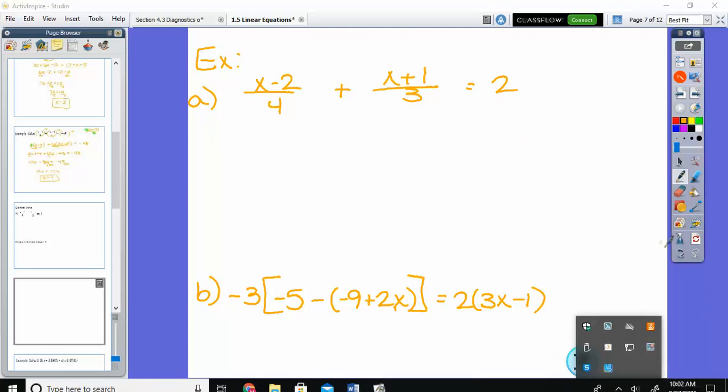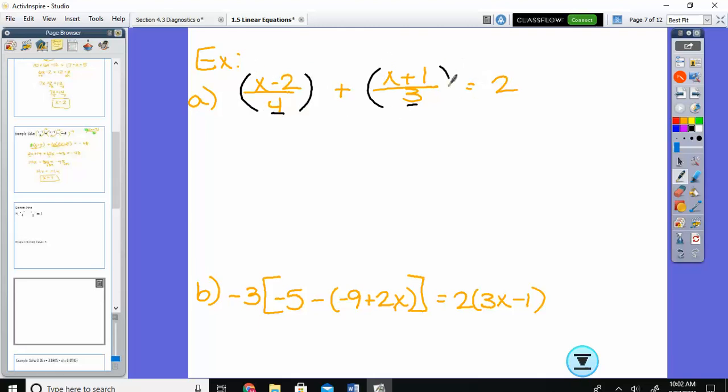We could deal with the fractions, but I think you guys like to get rid of them, so we'll do that. My denominators are 4 and 3. What could I multiply by that would cancel both of those? 12. So you have to do it to every term.